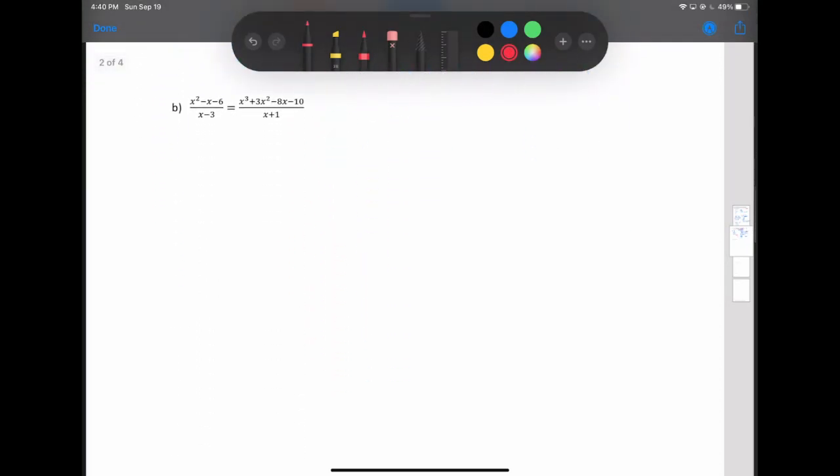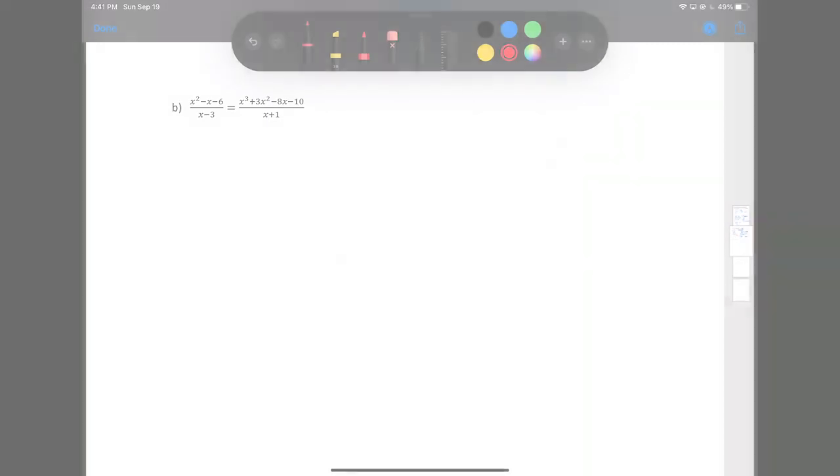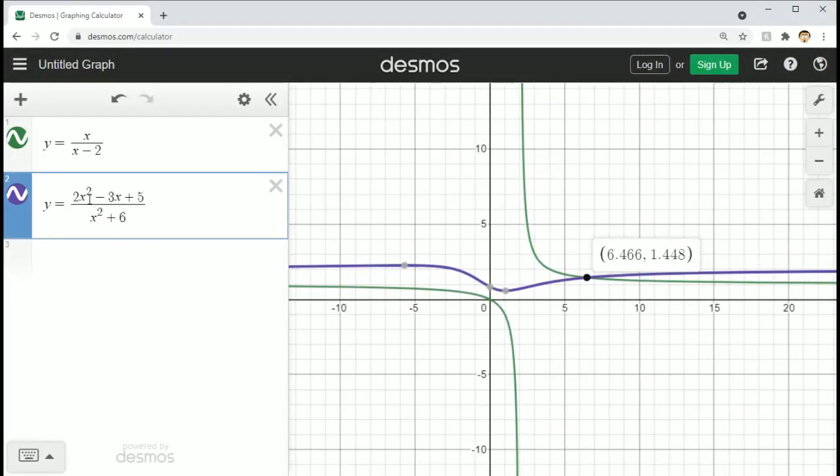If you haven't tried so already, maybe it's a good time to pause and do this on your own. But regardless of whether or not you pause, I'm going to go ahead and do it. And I'm going to go over to Desmos to do that now.